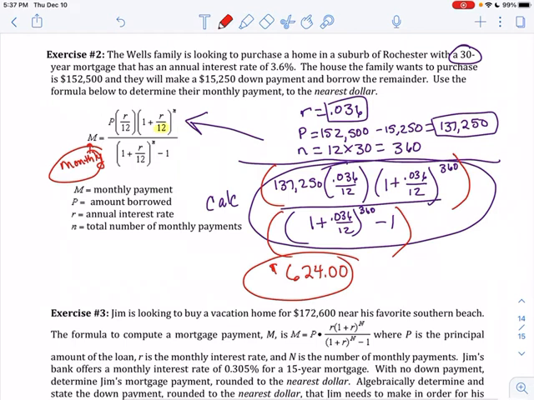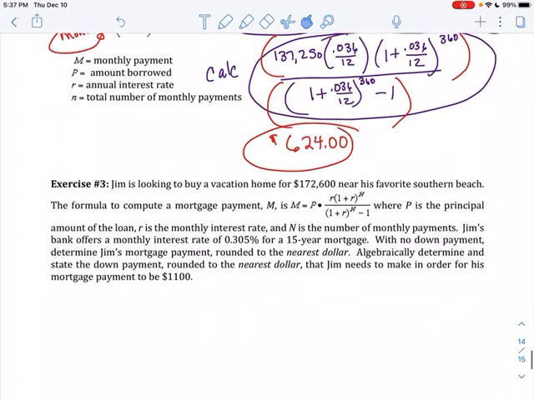Okay? And then this next problem is just a different formula, and it's just a matter of picking apart the different parts of it to make sure that you have everything you need. So Jim's looking to buy a vacation home for $172,600 near his favorite southern beach. This is the formula that the bank is using. P is the principal amount of the loan. R is the monthly interest rate. That's a little bit different. I'm not getting a yearly interest rate, I'm getting a monthly interest rate. And N is the number of monthly payments.